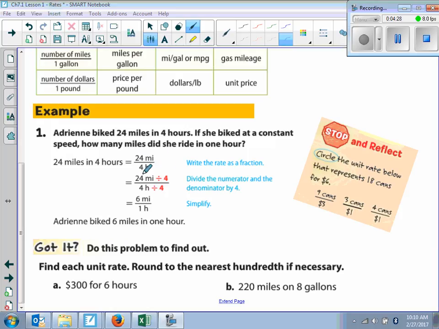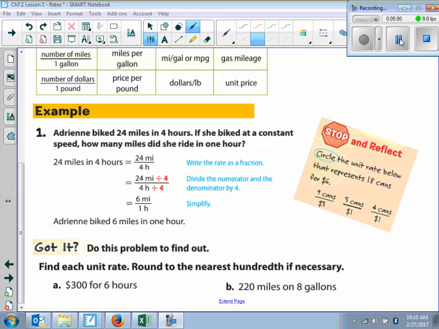So here we have 24 miles in 4 hours. Now we want to change that to a unit rate by making 4 hours into 1 hour. So to make 4 into 1, we just divide by 4. So 4 divided by 4 is 1, and if I divide by 4 in the denominator, I do the same thing in the numerator. So 24 divided by 4 is 6. So the unit rate for Adrienne's biking is 6 miles in 1 hour. And it's as simple as that.